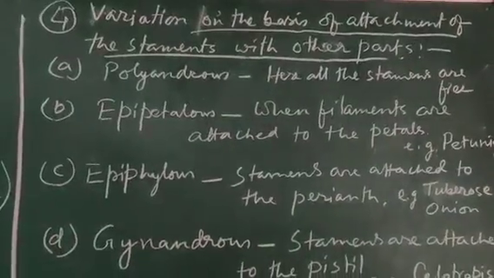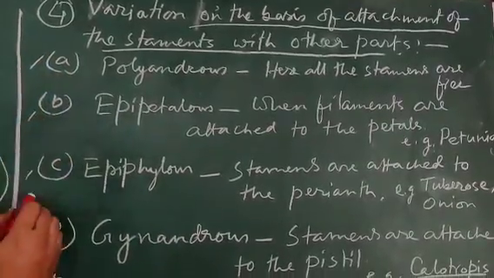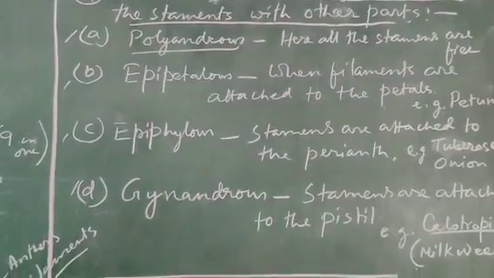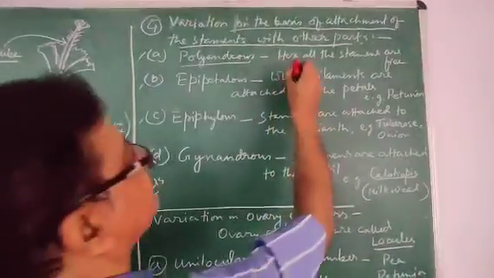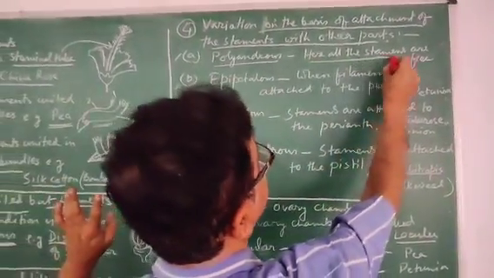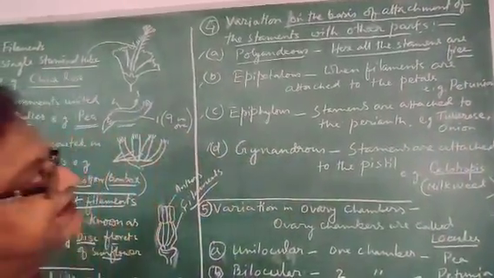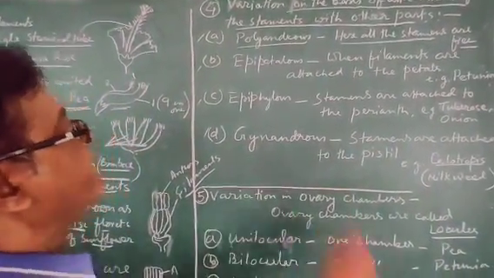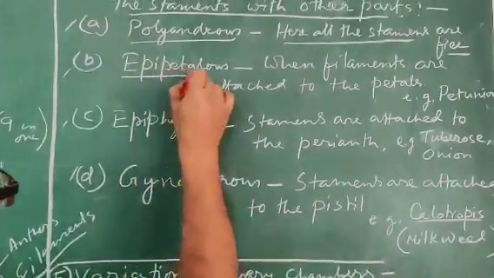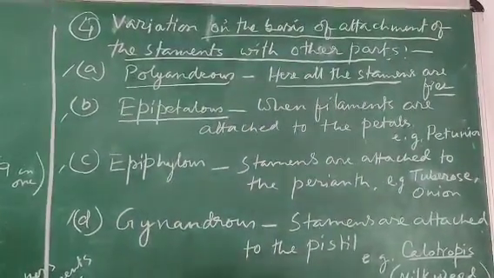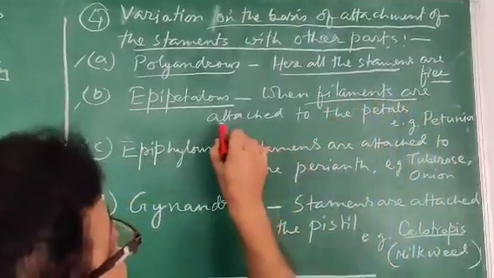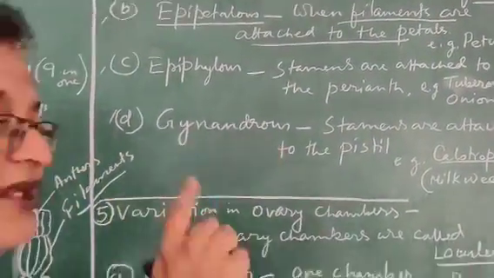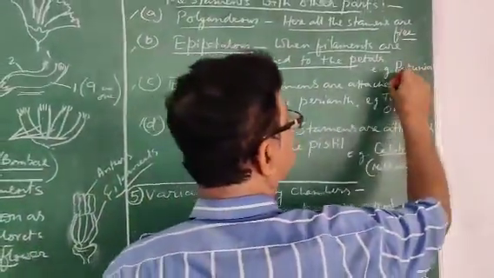There are also 4 categories. First category is polyanthrous, that is nothing but free anthers where no attachment is there, all the stamens are free. That is found in most cases, like mustard. Second case is very special, epipetalous condition, when the filaments are attached to the petals but anthers are free. Example is petunia.